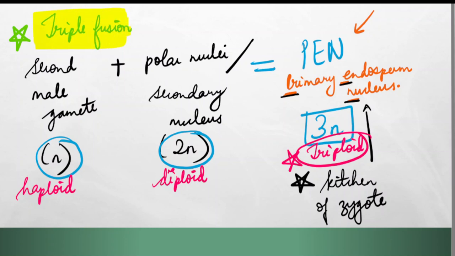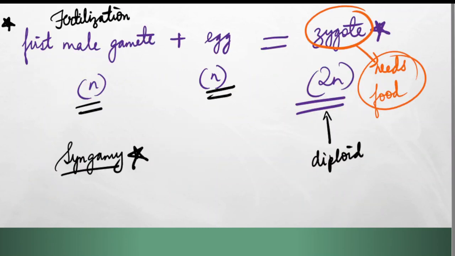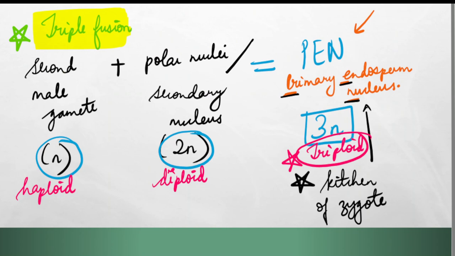So there are two fusions occurring. First, the first male gamete is fusing with the egg. This was the first fertilization. And the second time, the second male gamete is fusing with the secondary nucleus, or you can say the polar nucleus.